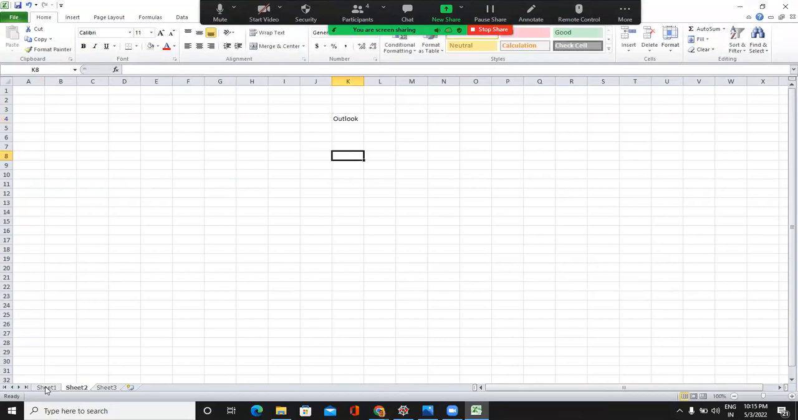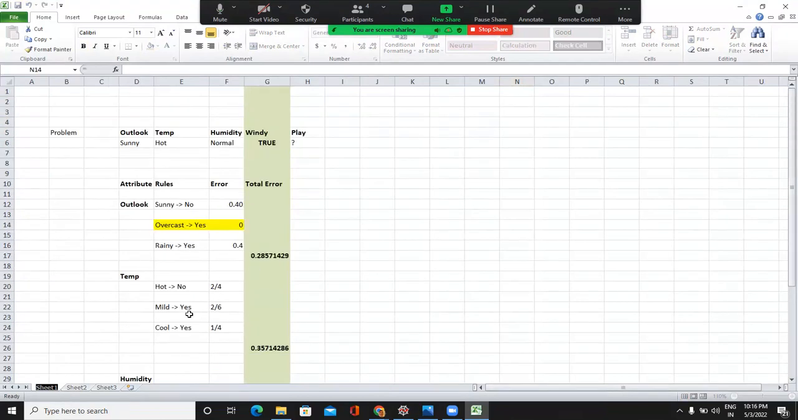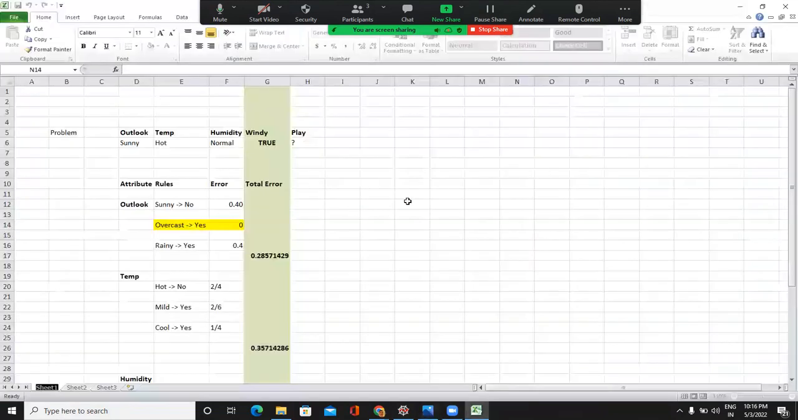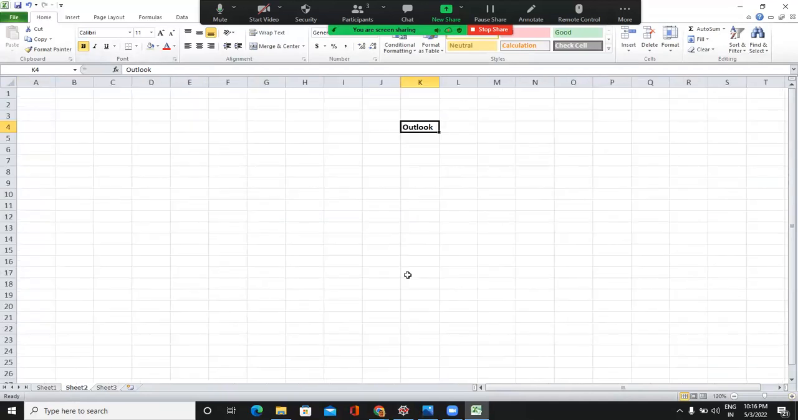So what we will do next is, we have decided to split this data starting with the root node outlook. Outlook has sunny, overcast, and rainy. So as we have decided outlook to be the root node, we will be splitting this data into sunny, overcast, and rainy.